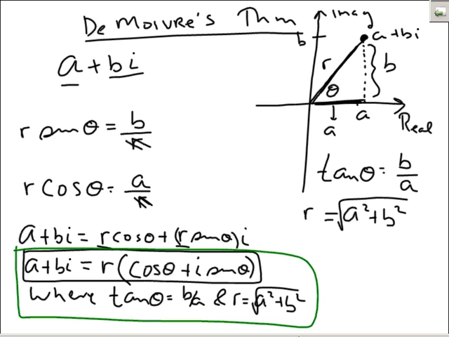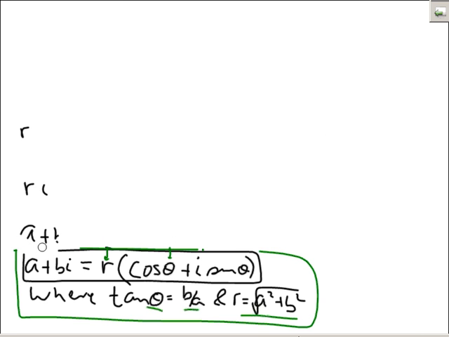And I have to tell you how you get to theta. Well, the tangent of theta is b over a. That is, the tan inverse of b over a is theta. And I have to tell you how to get r, and I did. Okay, that's important. I'm going to give you some complex numbers, and I'm going to ask you to write them using DeMoivre's theorem, which is the one that you see in front of you right now. And that'll be it.